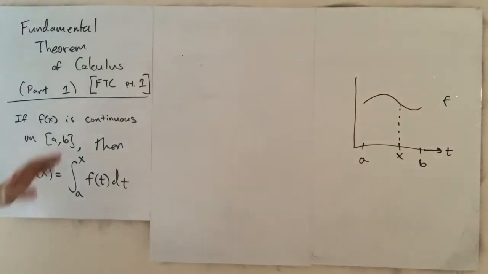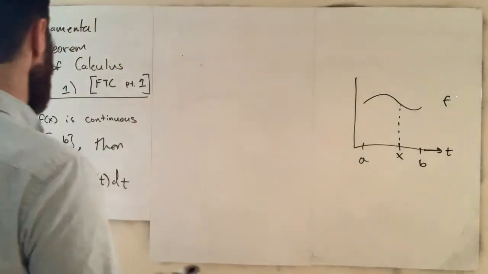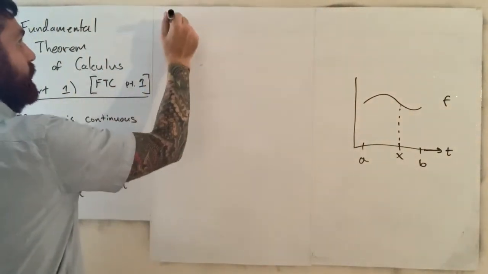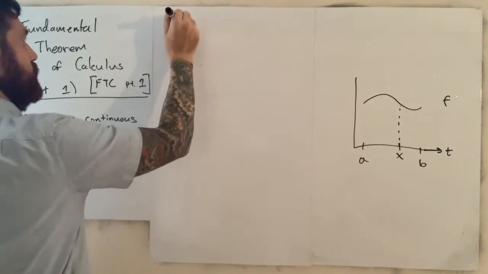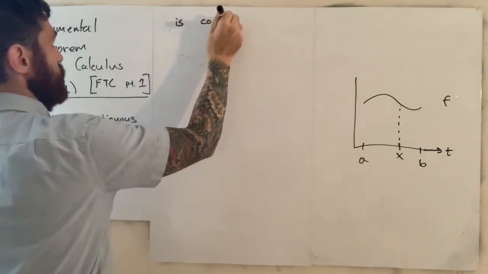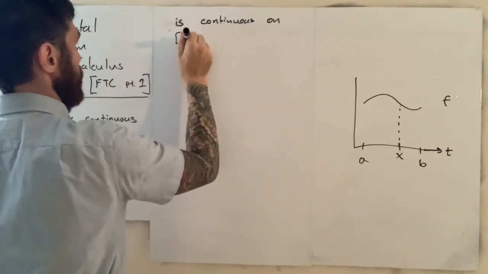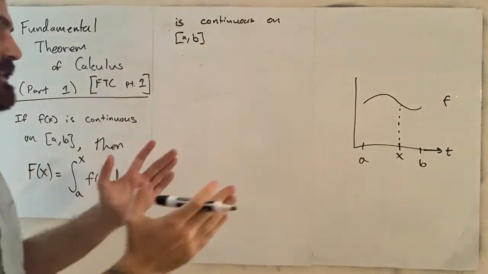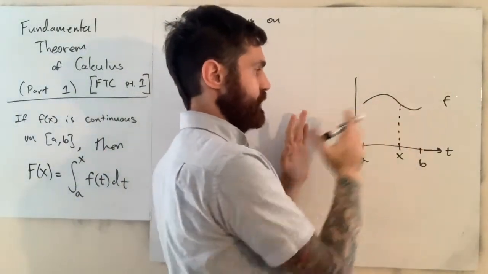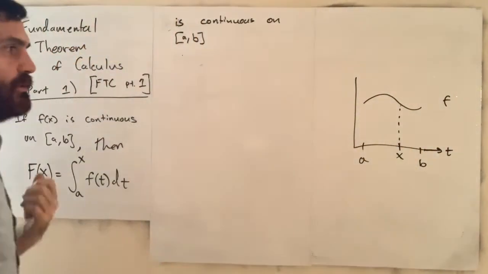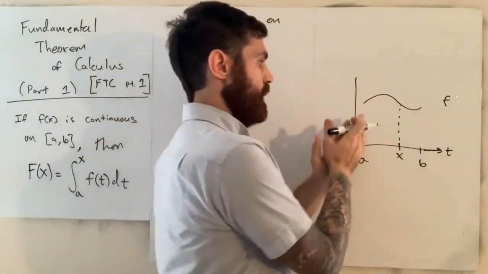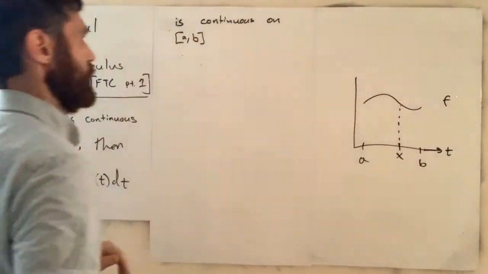So what are we going to do with this? If f of x is a continuous function on the interval a to b, then this function here, what's special about it? Well, it's going to be continuous on the closed interval a to b. That kind of makes sense if you kind of shift it a little bit. It's going to move a little bit. You can kind of control how the area grows as you change your x value.